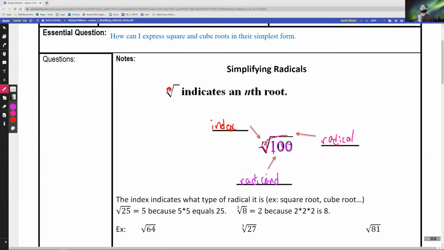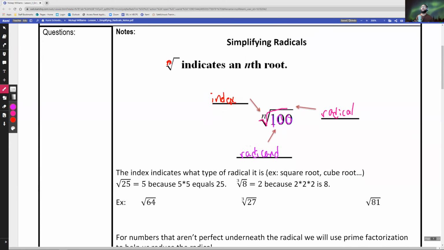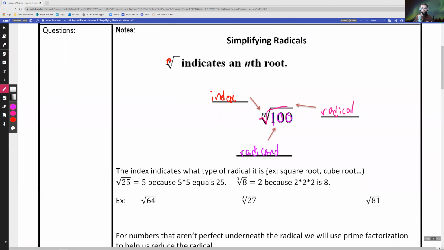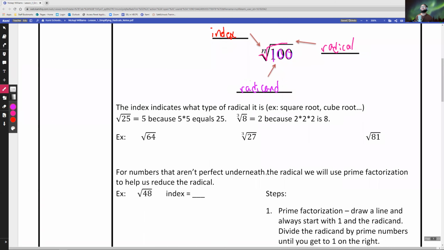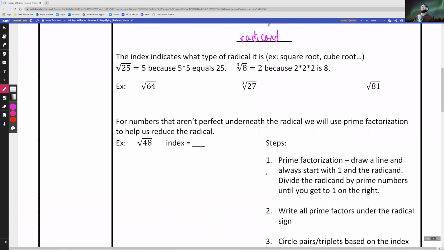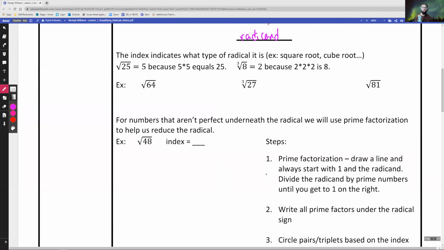Here's my mouse. I need to scroll. All right, there it goes. So far we've got our index, which we use n for. Our radical sign, and then our radicand is the number underneath that radical. And so here it says the index indicates what type of radical it is, for example, square root or cube root. Those are the two we'll be working with today.